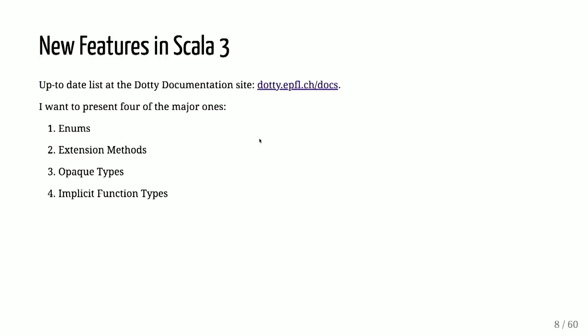Okay, so that said, I can't tell you about all the language, that would take all day. So I want to concentrate today on new features. So what is new? What are the more exciting and important new features? I want to just concentrate on those four. I talked about implicit function types a bit before, but the other three I never talked about. Those are enums, extension methods, and opaque types. So let's see what they are.